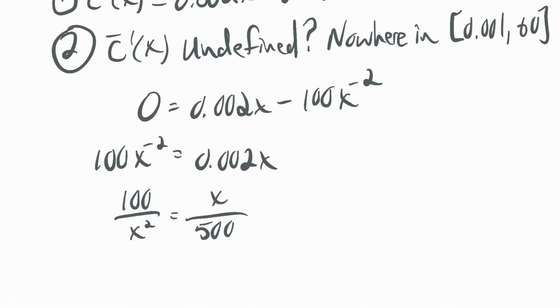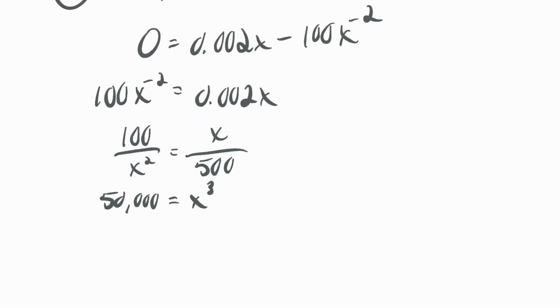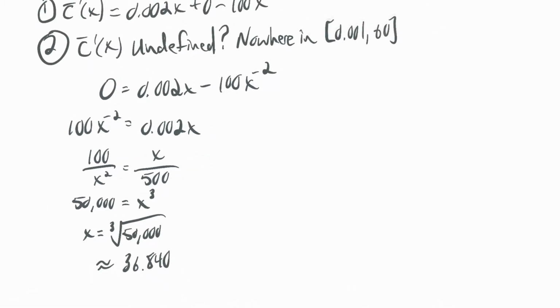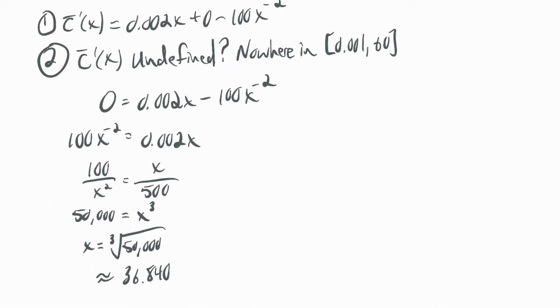You could think about cross-multiplying. Multiply 500 on both sides, so it shows up on the left, and then multiply x squared on both sides, so it shows up on the right. So we'll have 50,000 equals x cubed, right? So x equals the cube root of 50,000. I hope I'm not missing a 0 somewhere. What is that approximately? We might want a decimal number for this at some point. So 50,000 raised to the 1/3 power. So I get 36.840. Okay. So there's my only critical number in the interval.